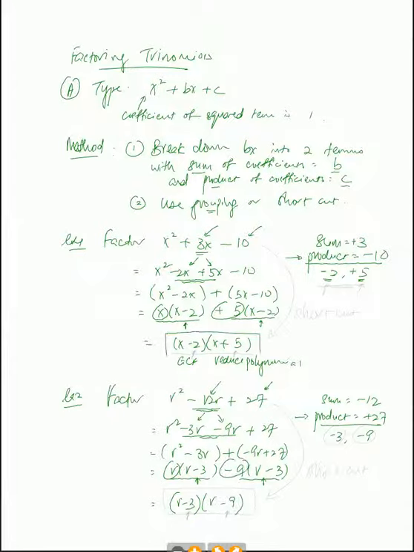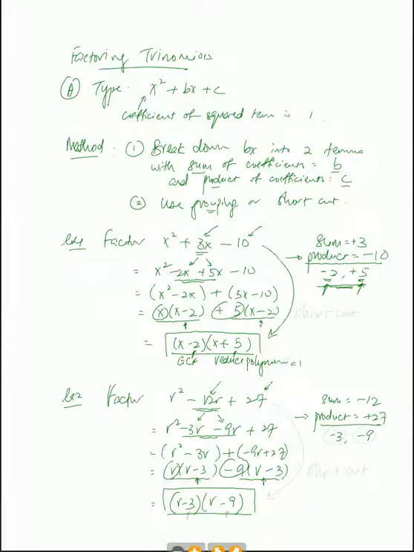So that's the answer for the first example, and that's the answer for the second example. This method is what you call grouping. But if you look closely, after all that work, our final result is x minus 2 and x plus 5. And that happens to be exactly the two numbers that we got here: minus 2, 5.